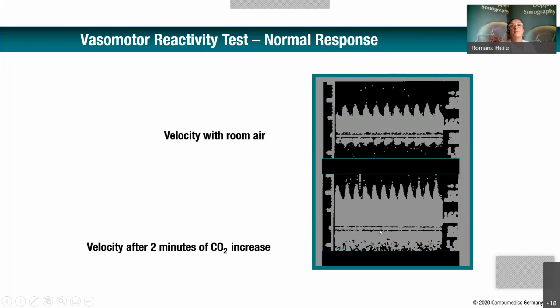Here I have an old example from the beginning of Ringelstein's research. We have a Doppler spectrum from a normal patient, and this is done with room air, and you see here a specific velocity. So this is the baseline to compare. And then here we have the test period after 2 minutes of CO2 increase using a predefined gas mixture. And you can see on the image that we have an increase in velocity in comparison to the baseline.